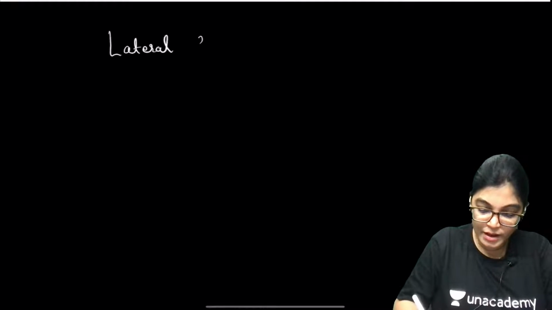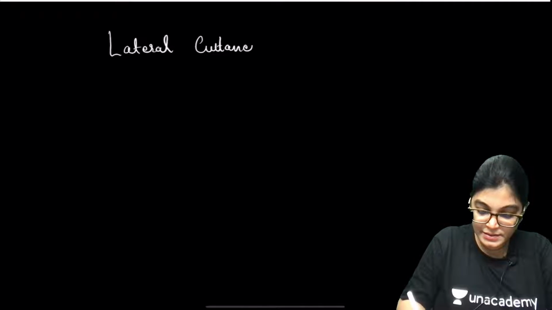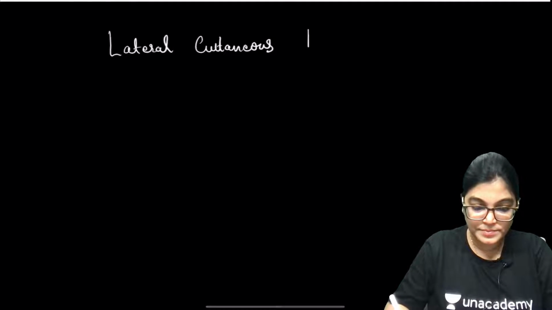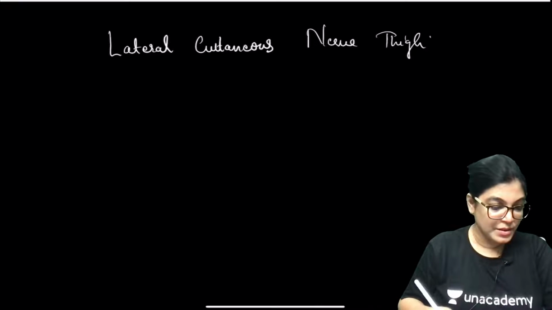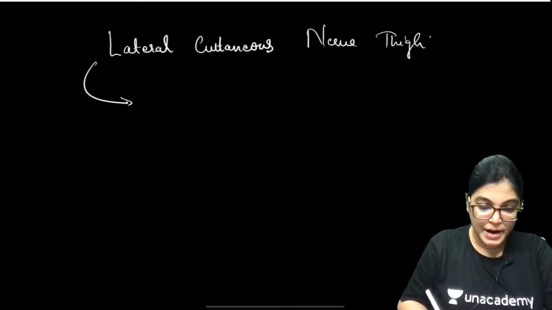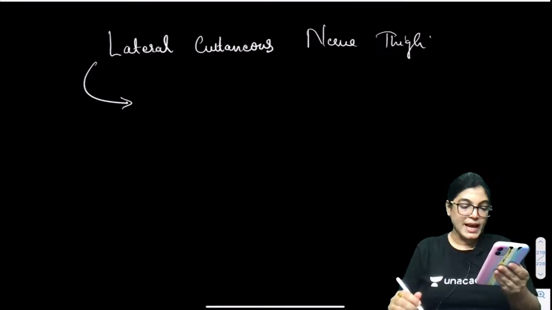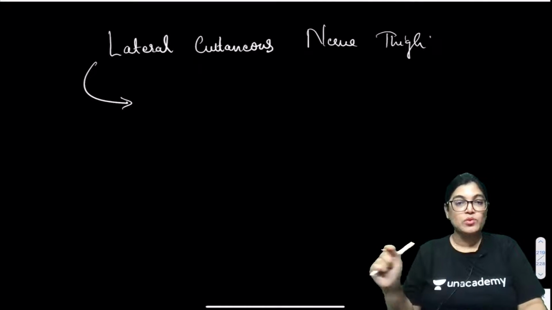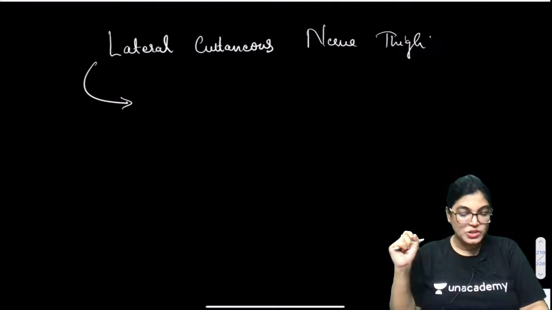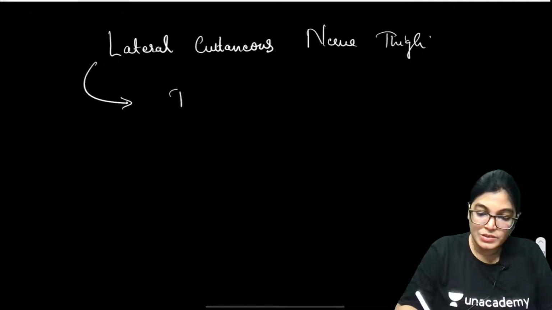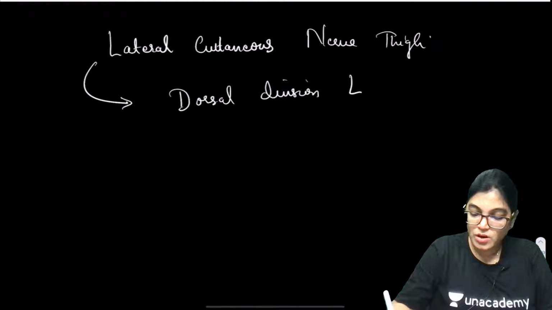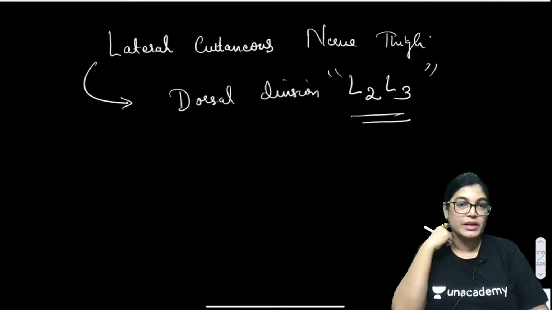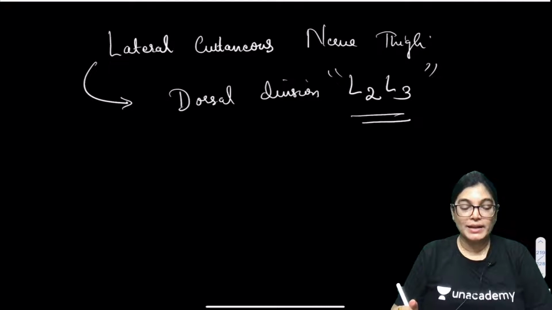Lateral cutaneous nerve of thigh, which is also called cutaneous nerve of thigh. It's actually a branch from the dorsal division, absolutely right. Perfect answer, Srija. It's from the dorsal division, dorsal division ventral rami of L2 and L3. Okay, L2 and L3, absolutely right.